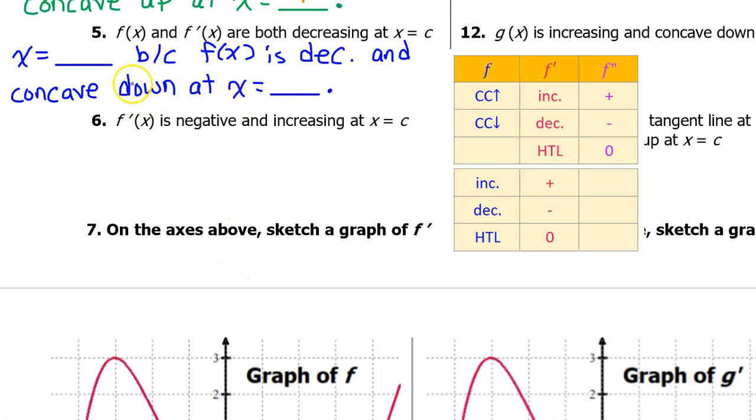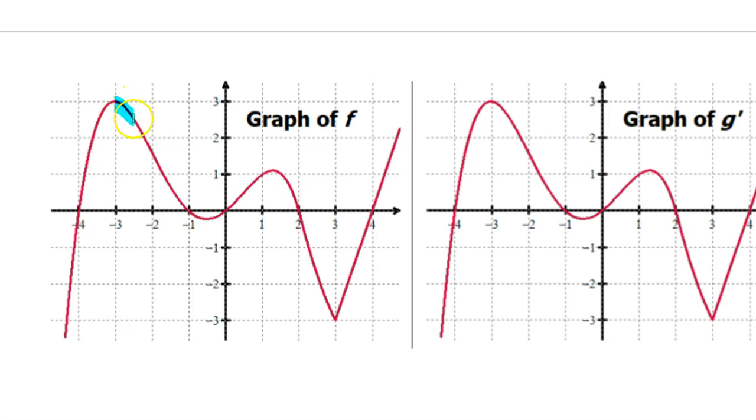Let's scroll down and find a value of x where f of x is decreasing and concave down. F of x is decreasing on this interval and this interval. In addition, f of x is concave down on this interval and this interval. Again, we don't know exactly where the points of inflection are, so let's not pick a value of x that's close to where it seems to change concavity.